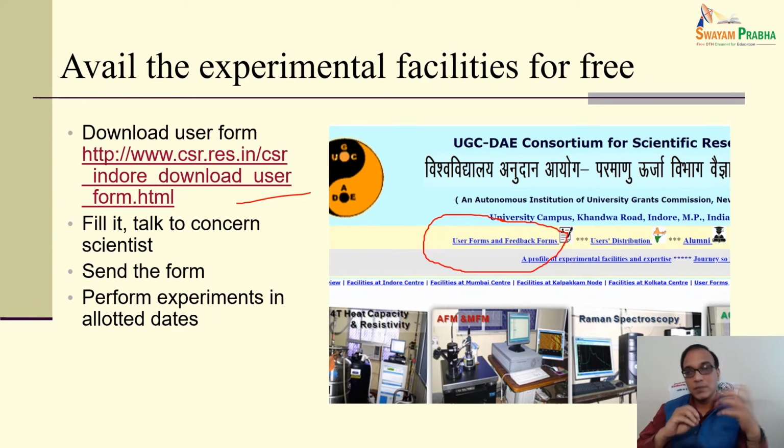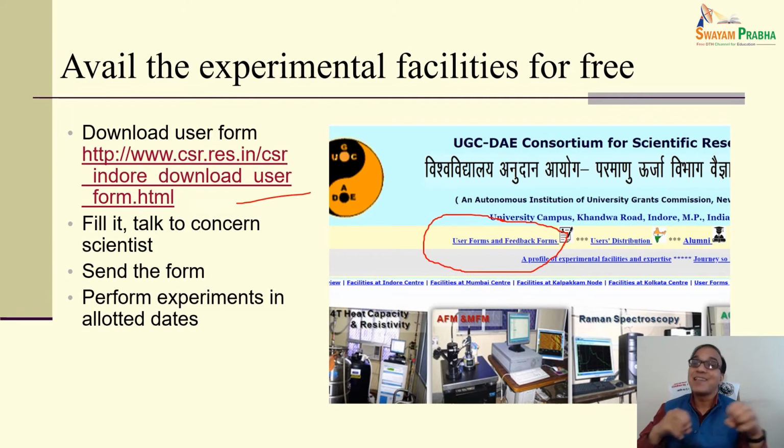What is your sample, what is the nature of your sample, how many samples are there. You will have to communicate with the concerned scientist there and address them. Then after the telephonic discussion, you can send this form. The slot will be given to you by the particular center, whether Indore, Mumbai, Calcutta, or Kalpakkam, depending upon your need. A date slot is given, and you can perform the experiments there.